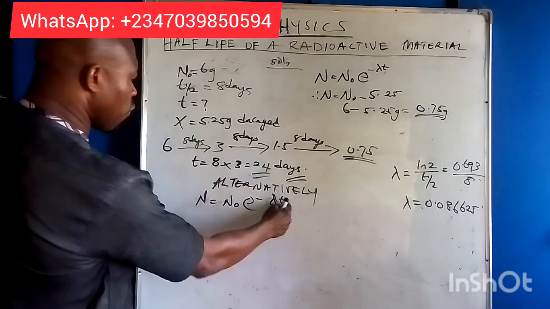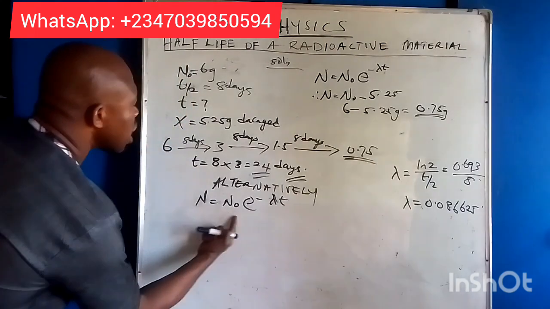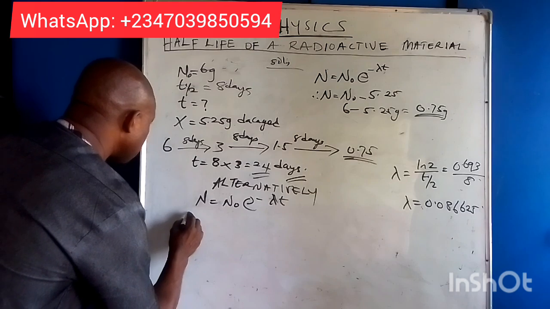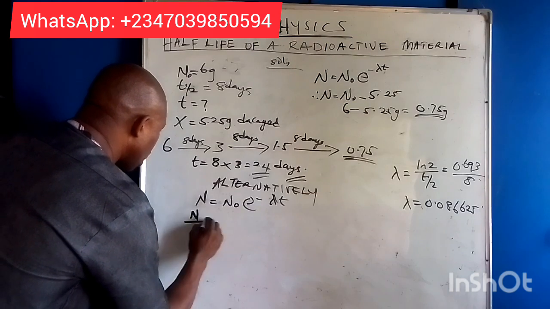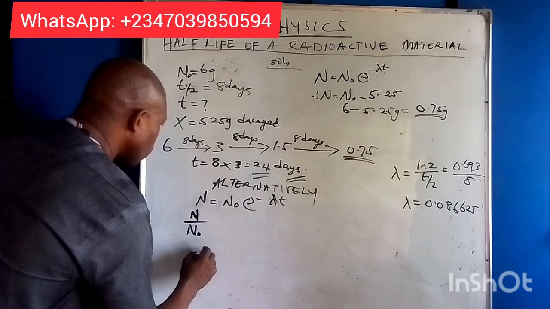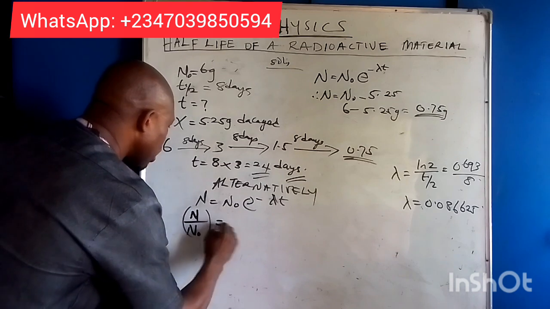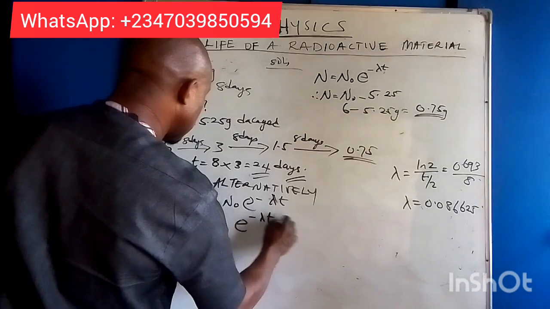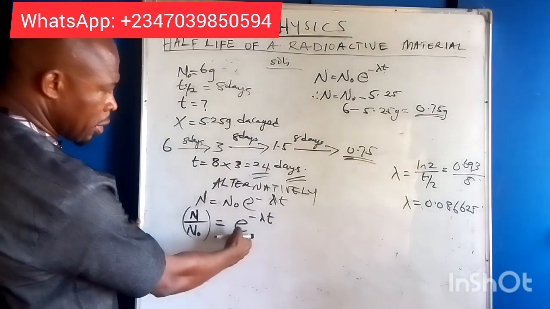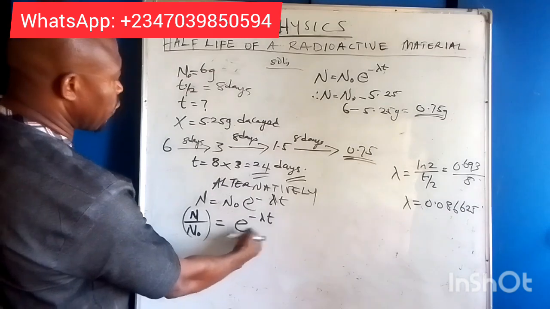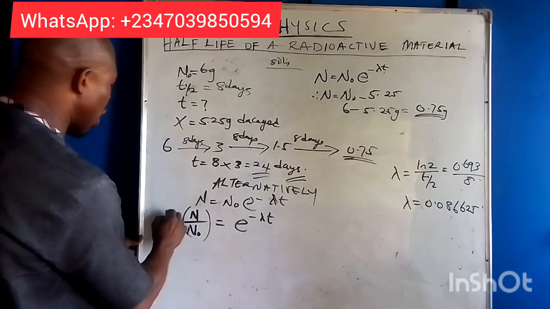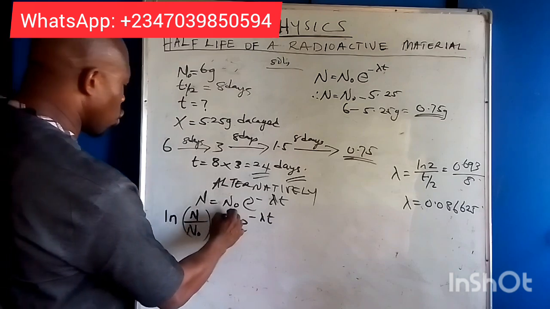Now we have this. Remember, we're looking for this. Since we're looking for this, we can bring these two together. So if we bring these two together, we have N all over N naught is equal to exponent minus lambda T. In this case, to take care of this exponential function, we need to remove it. Now we take the natural logarithm of both sides. So we have ln of this is equal to ln of this.